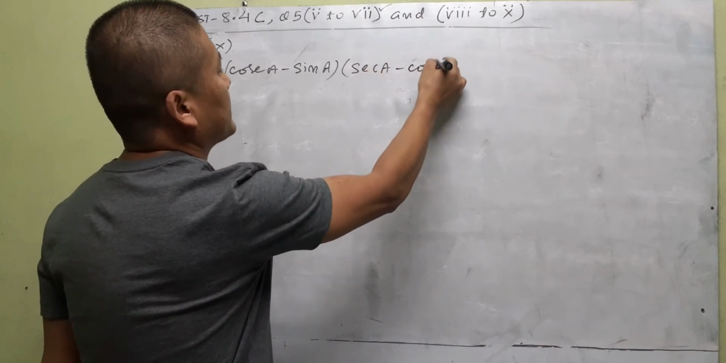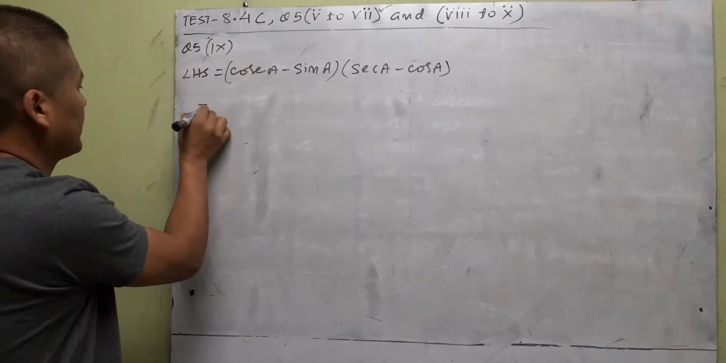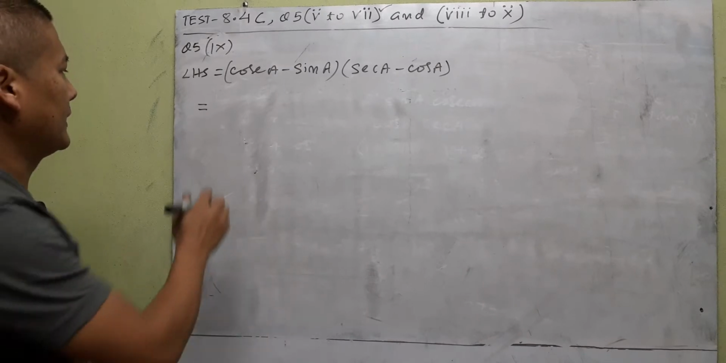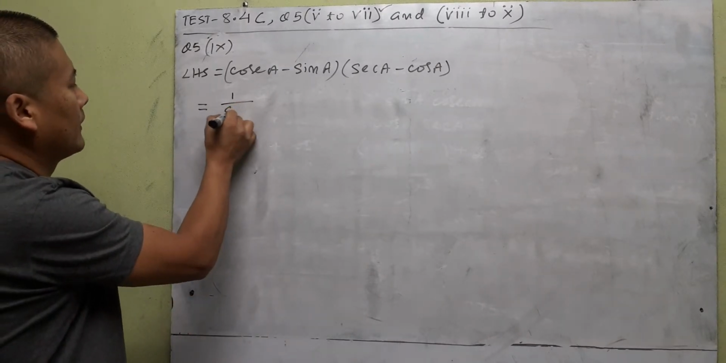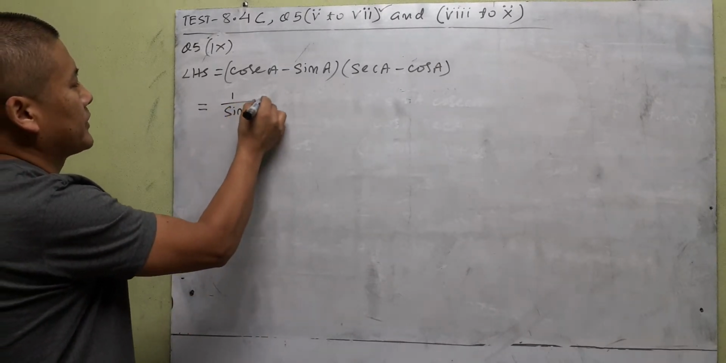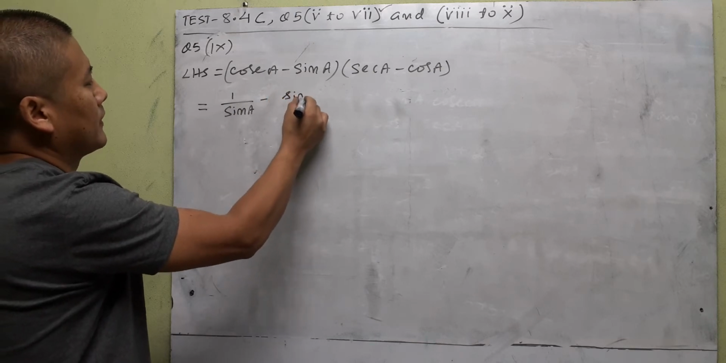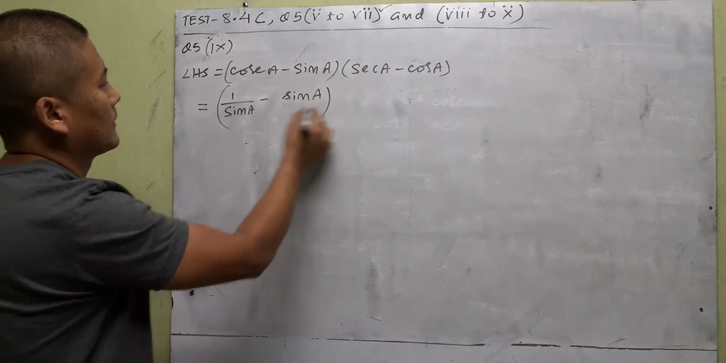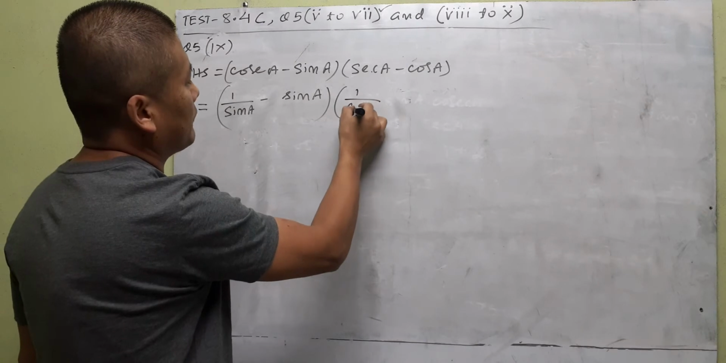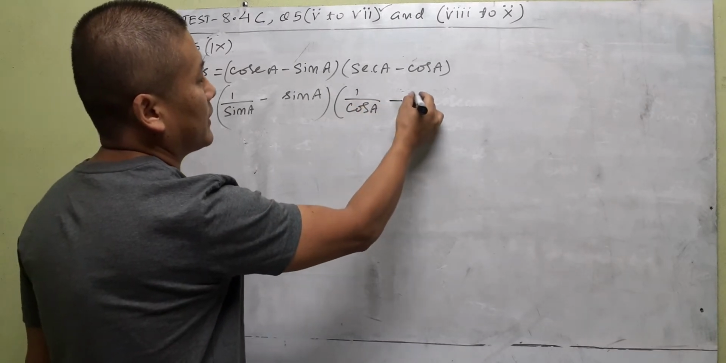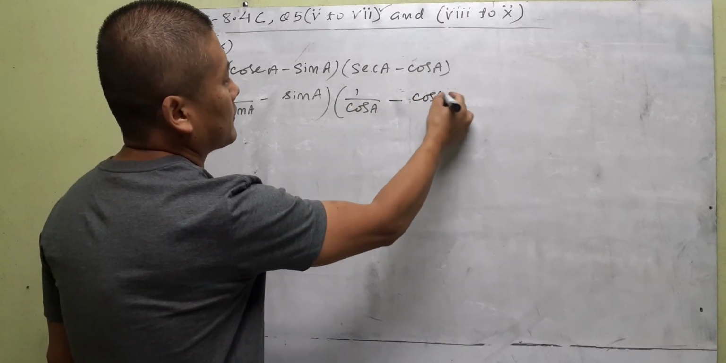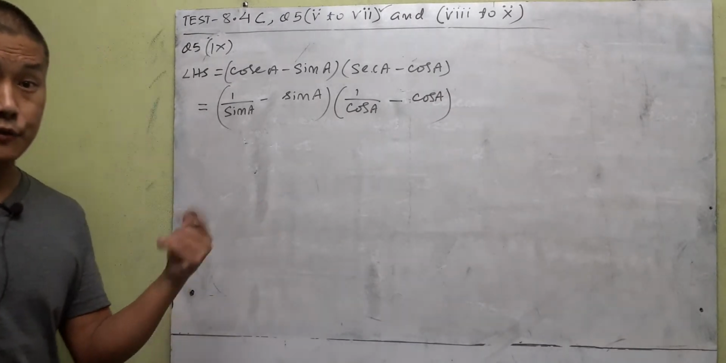So let us try to simplify this to the simplest form possible and see the right hand side after that. 1 by sin A we can write. Let's try to change everything to sin and cos. So this is fine, so just keep it. This is 1 by cos A, we can put sec A is 1 by cos A formula. And cos A is already cos A, so everything into sin and cos.